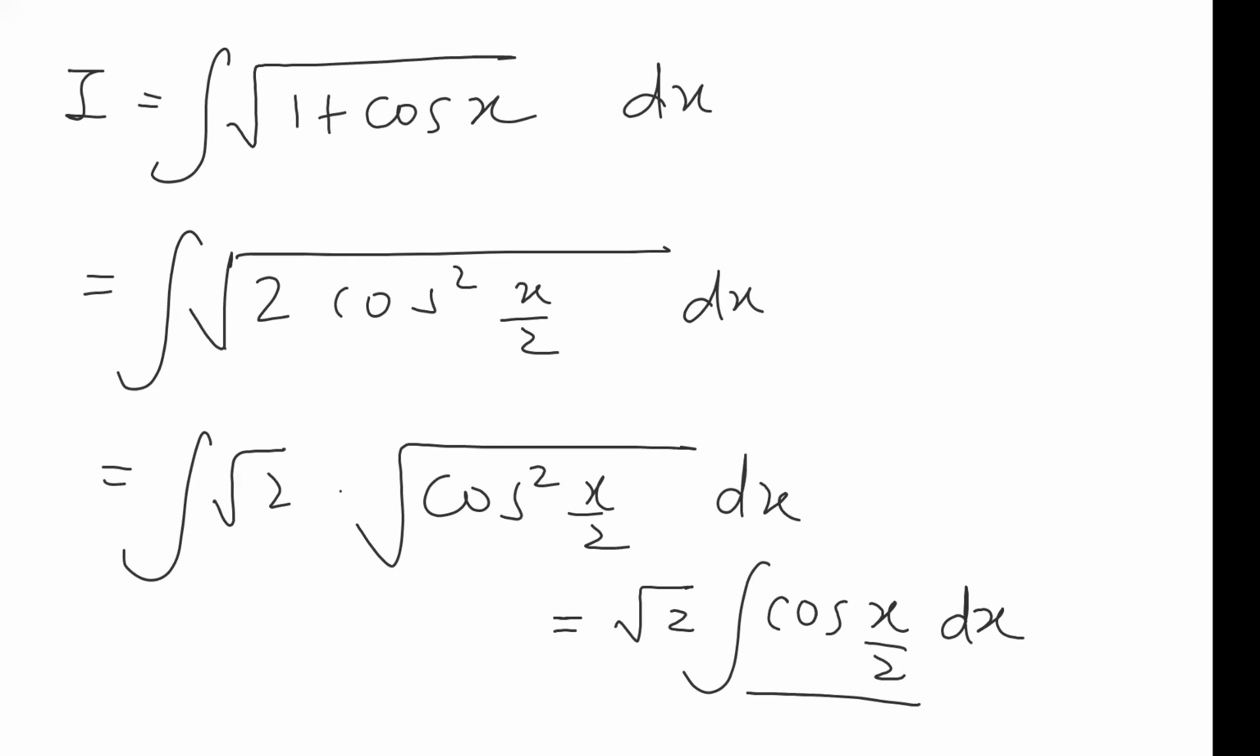Cos x integration is sin x, so cos x by 2 integration will be sin x by 2. What is x getting replaced with? x is getting replaced with x by 2. Is x by 2 a linear algebraic term? Yes, it has to be. It is a linear algebraic term because x is in the base and the power of x is 1. Fine. So I hope you have understood this and you can take it forward from here.